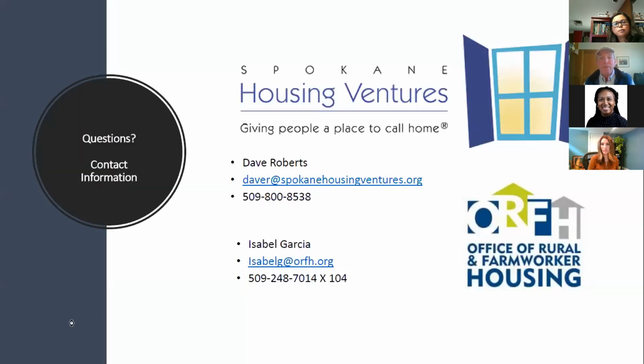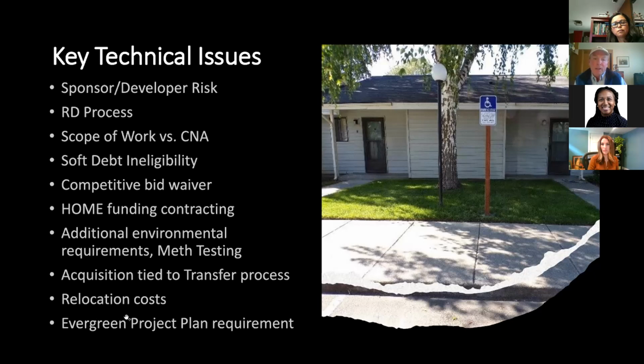The bullet point there has to do with the acquisition tied to the transfer process. Our acquisition of Sunnyside Manor 1 was done by virtue of acquiring, in effect, the partnership interest rather than acquiring the real estate. It took a much shorter period of time. It was a much easier process. However, acquiring a partnership interest is not an eligible use of either HOME funds or of FHLB funds. So in effect, if we were going to make use of those funding sources, we had to go through RD's transfer process.